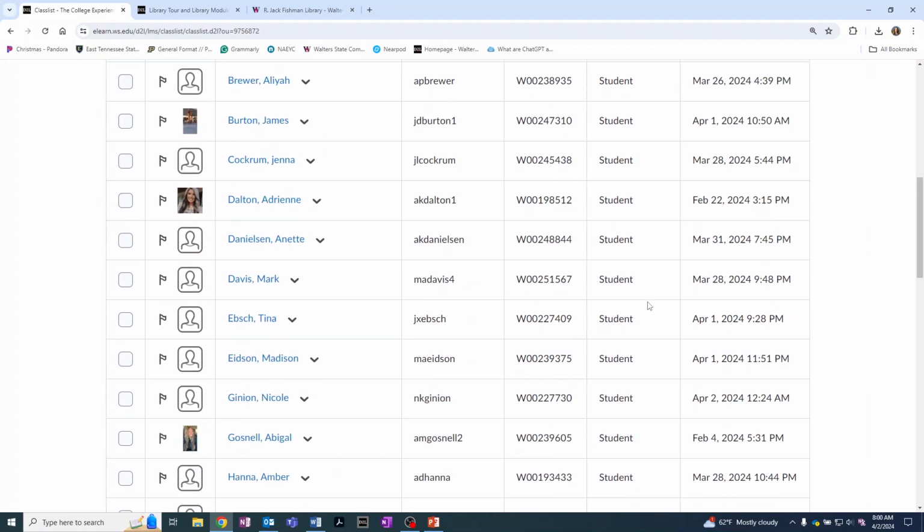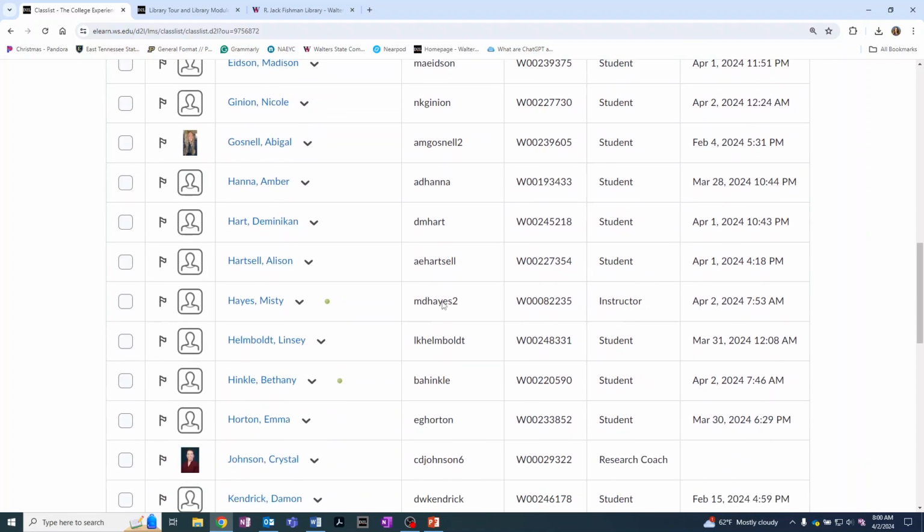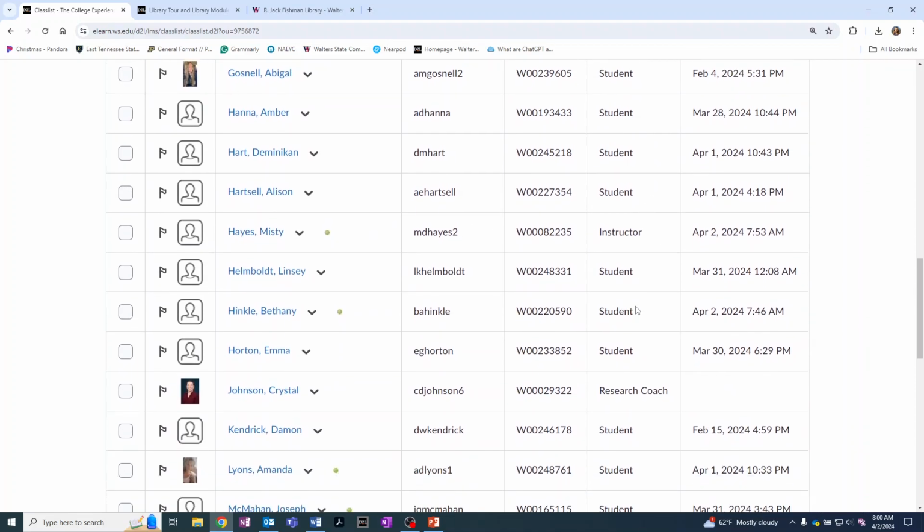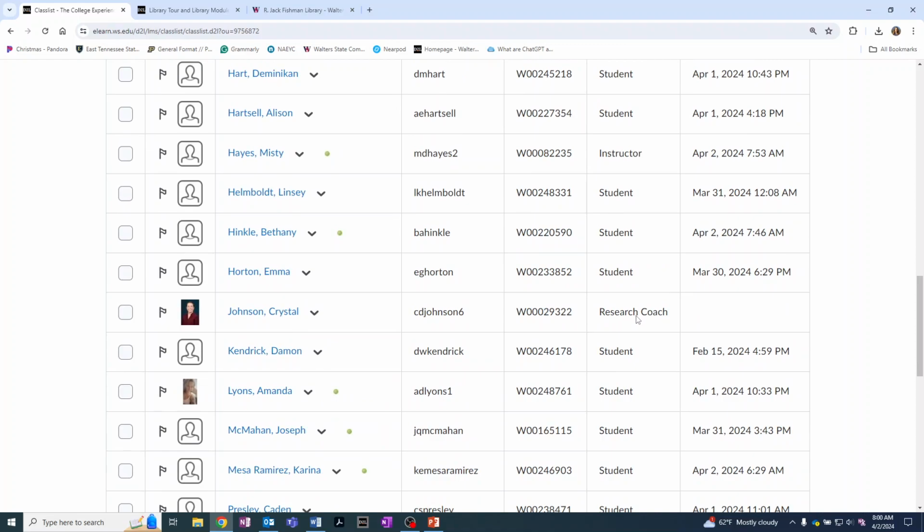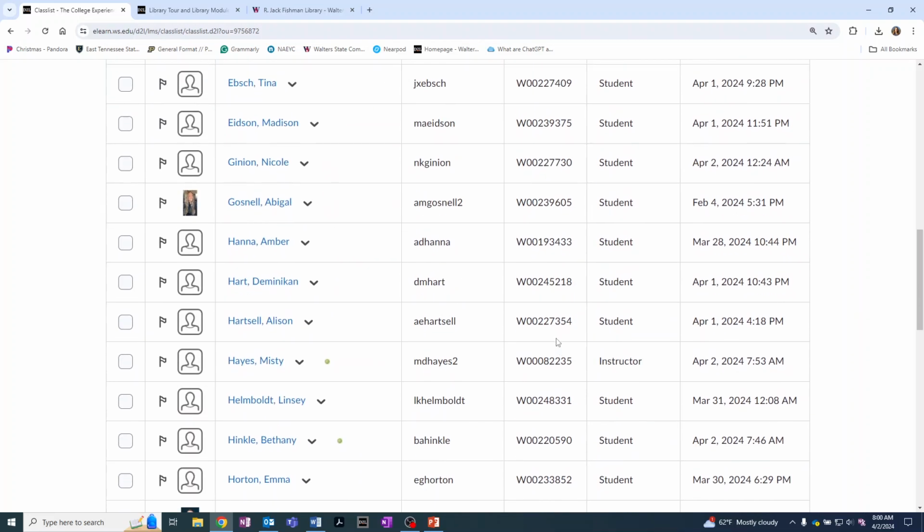If you scroll down inside of our course, on the right side where it says role in that column, you're going to see student, student, student. You'll see instructor, so that's your professors. And then you may even see someone called a research coach. These are your librarians. They're embedded in the class. You can send them an email anytime you'd like. The number to the library and their email addresses are also on the library homepage. But this is a fast way to just email Crystal if you have any questions about research. She's very helpful.